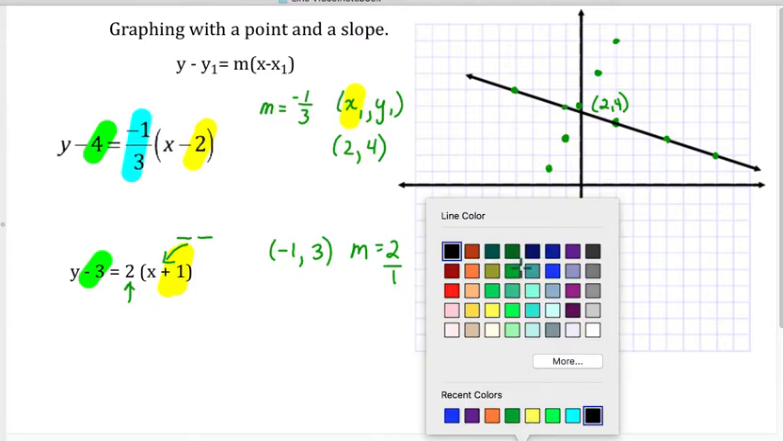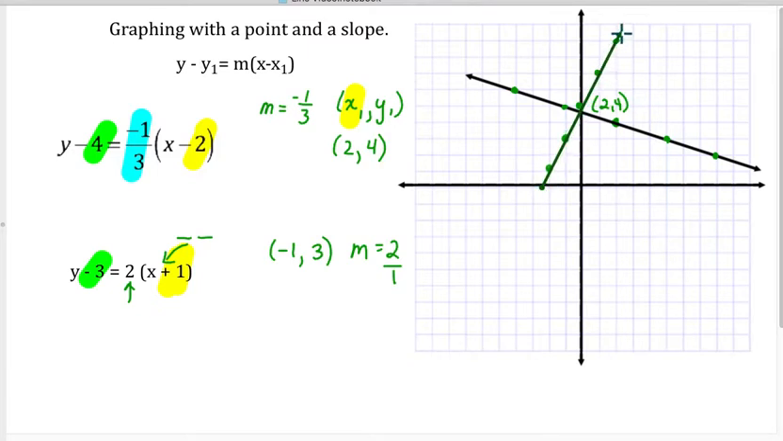Let's maybe make this line a different color, make it a green line. Okay, so this line is going to go through this point, (-1, 3). Goes through the point (-1, 3), and then keeps growing, going up 2 for every one it goes over. Nice steep line. And it's going to go infinitely on in this direction as well, forever. So that should actually be an arrow that other way. I'm just going to draw it on. Okay.